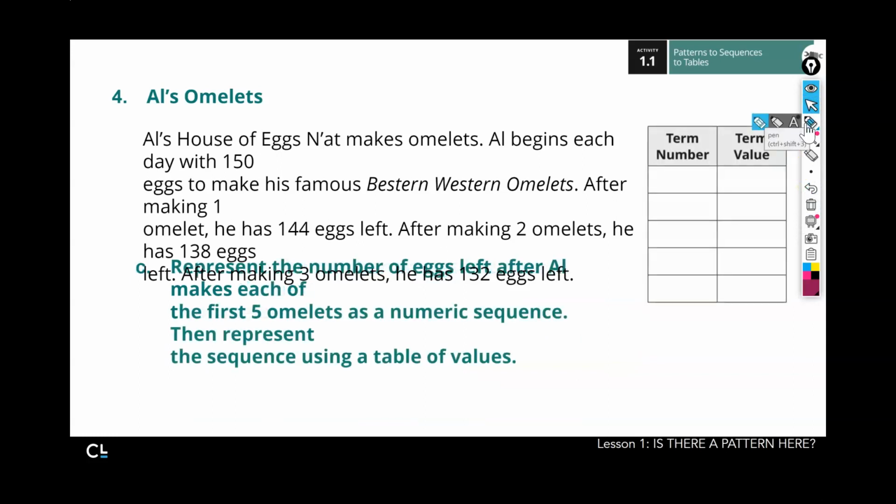Part C, represent the number of eggs left after Al makes each of the first 5 omelets as a numerical sequence, then represent the sequence using a table of values. So we started this. The first term was 150 eggs. The second term was 144. The third term was 138. The fourth term was 132. And the fifth term was 126 eggs.